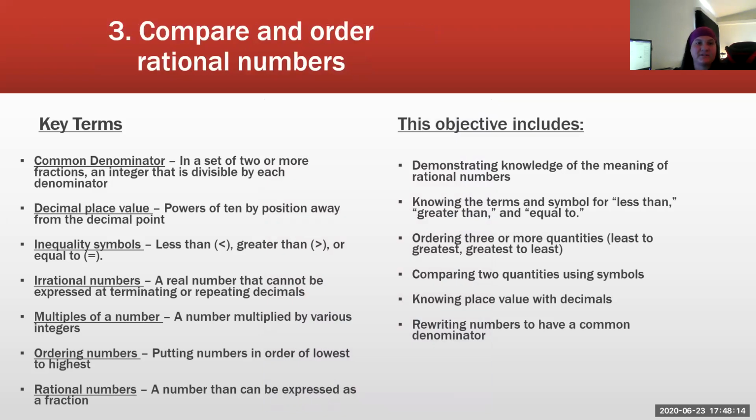Compare and order rational numbers. So we need to know the common denominator, the decimal place value, inequality symbols, irrational numbers, multiples of a number, ordering numbers, and rational numbers. If you need a moment to pause the video to familiarize yourself with these terms, please go ahead and do so. But the whole point of this aspect of the exam is that you need to be able to demonstrate knowledge of the meaning of rational numbers, know the terms and symbol for less than, greater than, and equal to, ordering 3 or more quantities, least to greatest, greatest to least, comparing 2 quantities using symbols, know place value with decimals, rewriting numbers to have a common denominator.